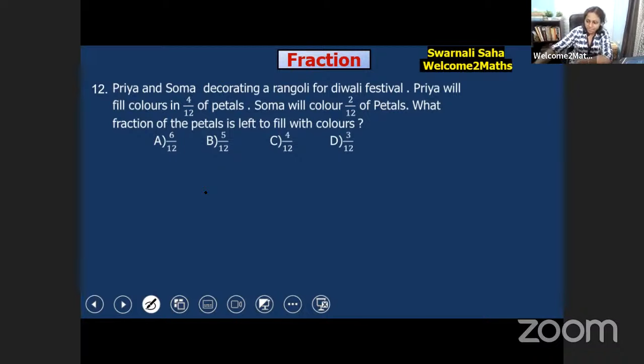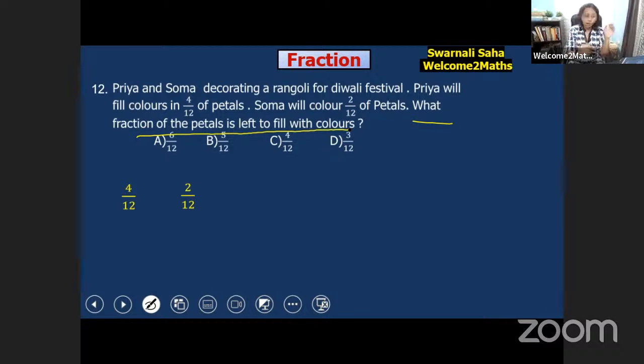So let's check the answer. You see, it's 4 by 12. Priya will fill colors in 4 by 12 of petals, and Shoma 2 by 12. So what do we have to do? We have to find out what fraction of petals is left to fill with colors.